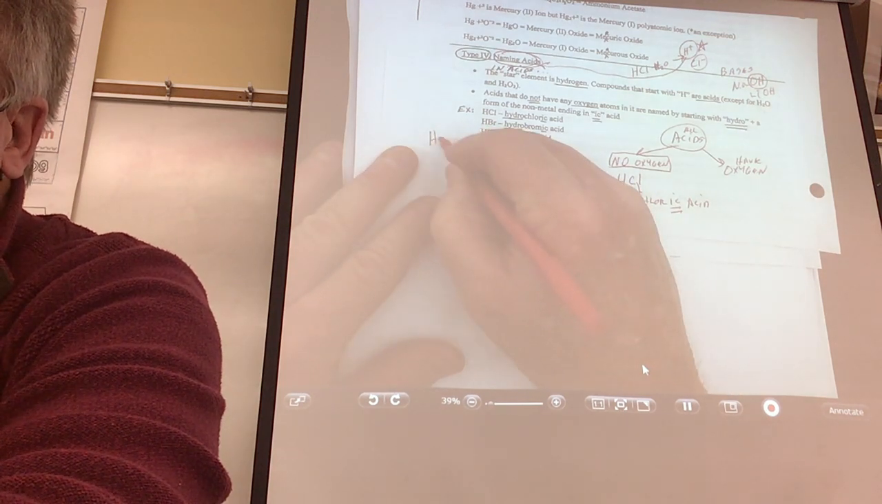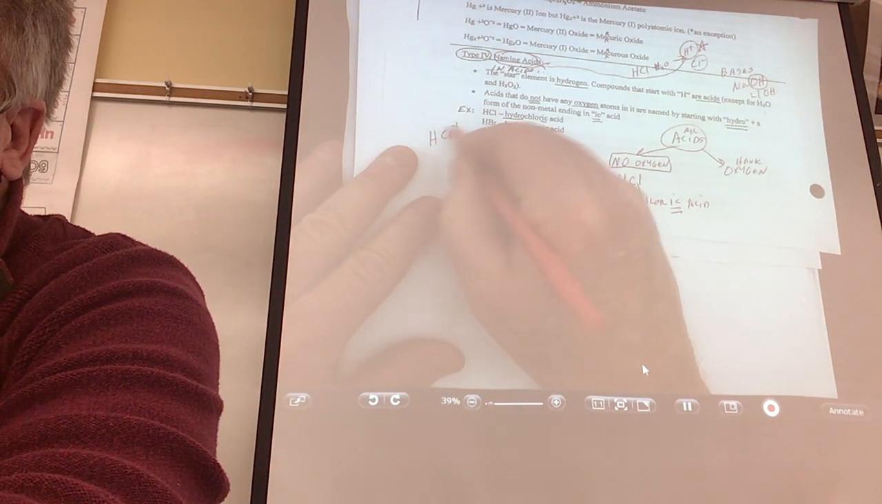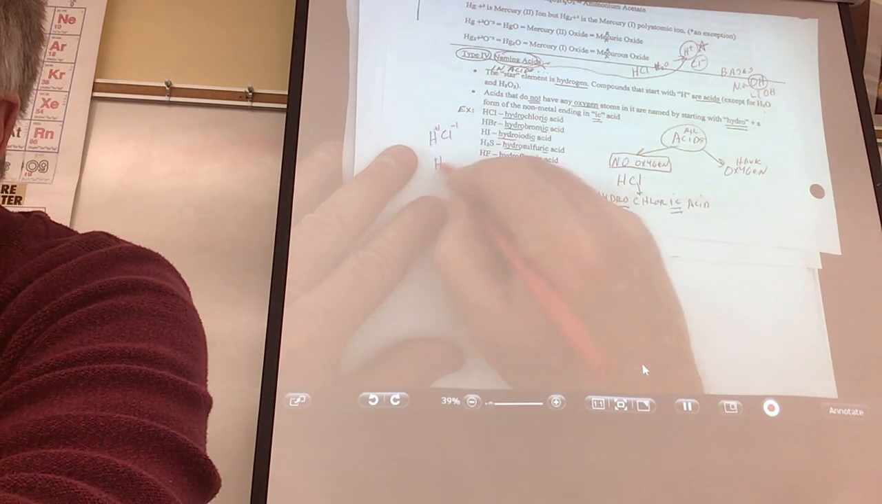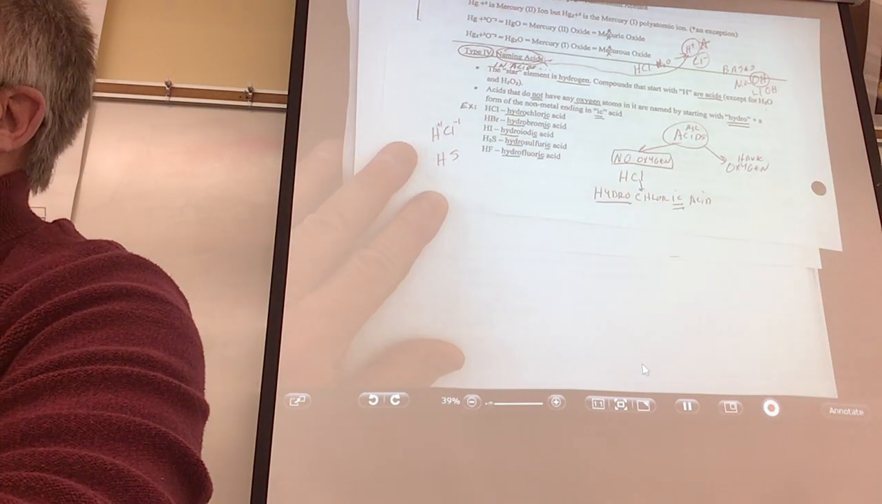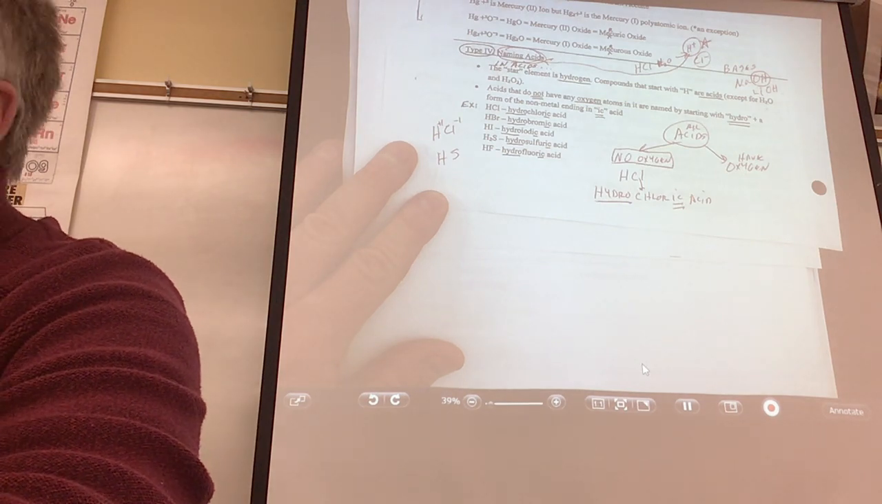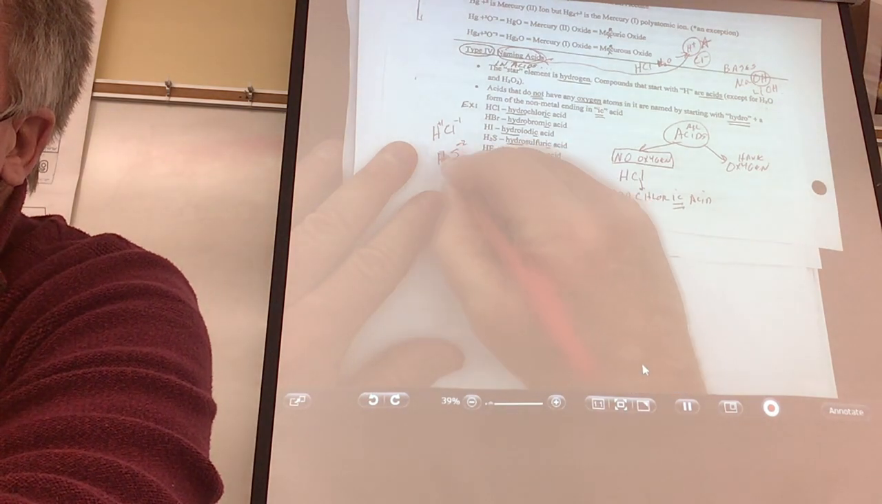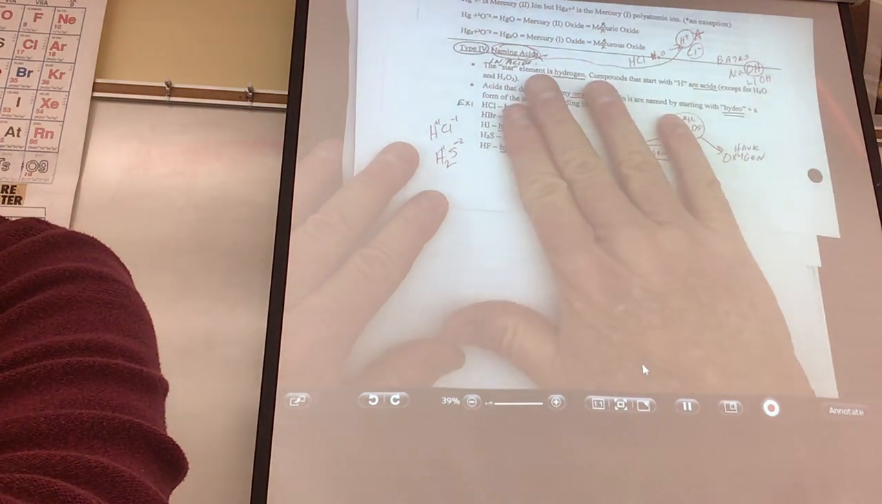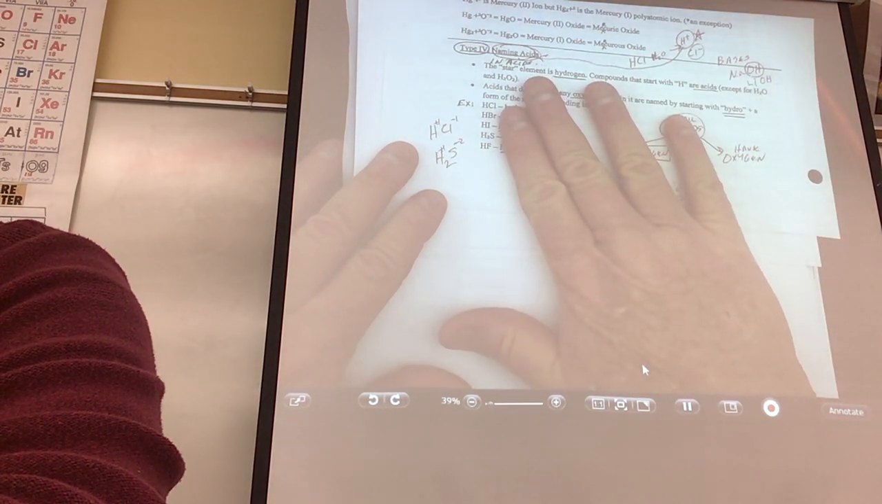Well, look at this right here. Chlorine's -1 and hydrogen's +1. That's why I only needed 1 of each. But what happens when I use H and S? What's the charge on sulfur? Look at the periodic table. That's -2. Well, no wonder I needed 2 hydrogens. See that? But it's still called what? Hydrosulfuric acid. What's the next one?